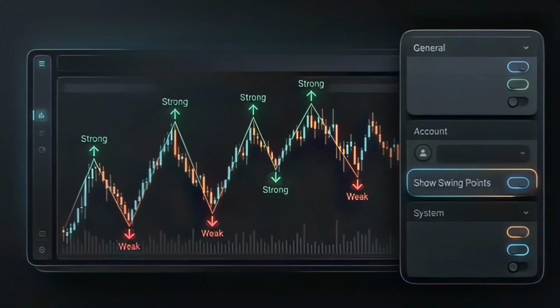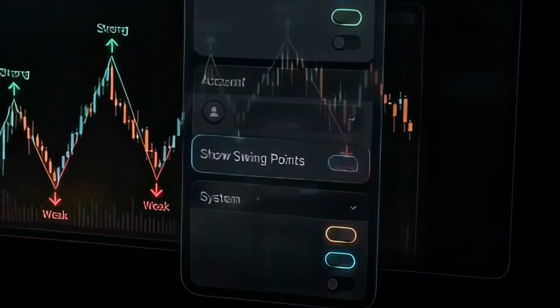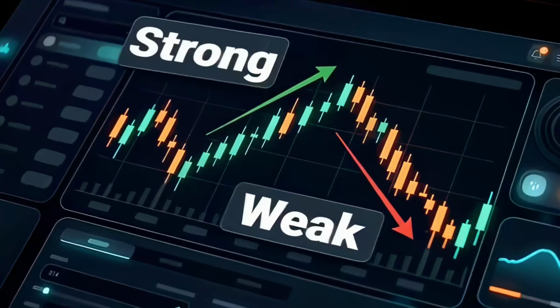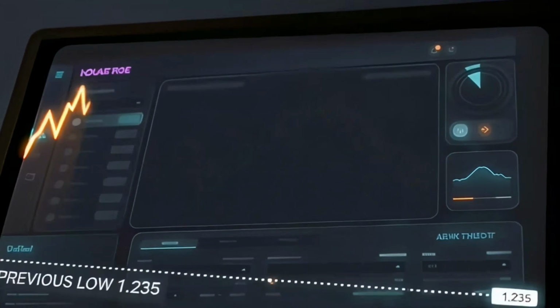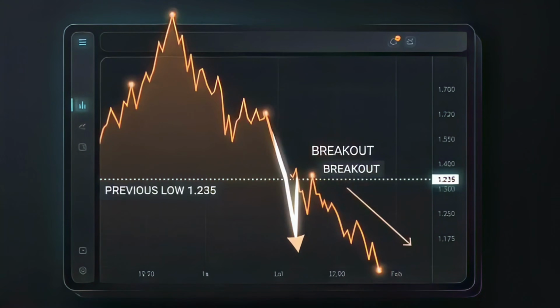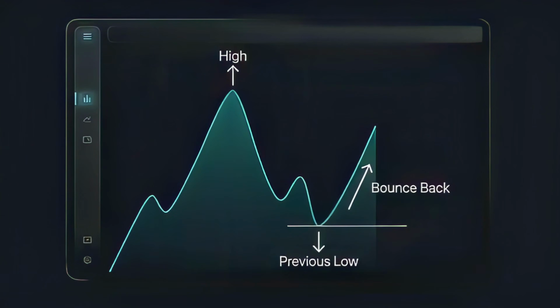Then you have Show Swing Points, which labels the significant highs and lows on your chart and marks them as either strong or weak. Do not skim past this, because the strong and weak distinction is doing a lot of quiet work. A strong high is one that formed and then successfully pushed price down and broke a previous low. It proved sellers were genuinely in control there.